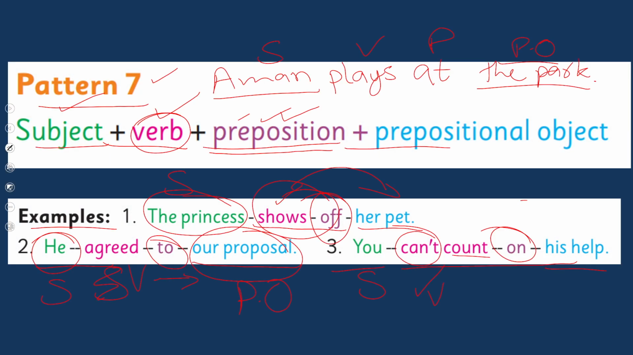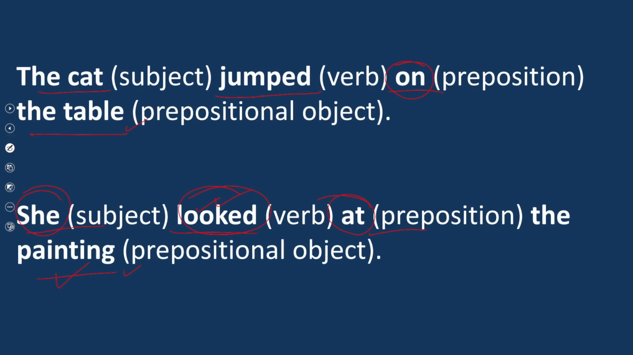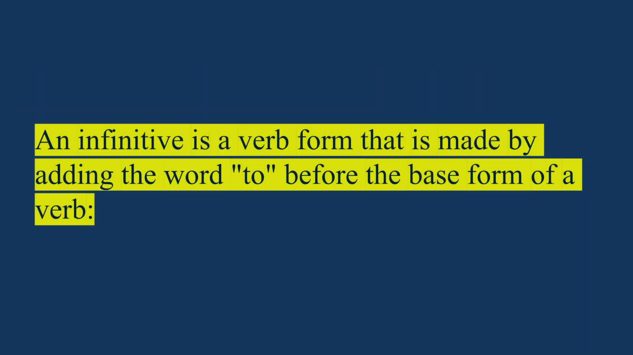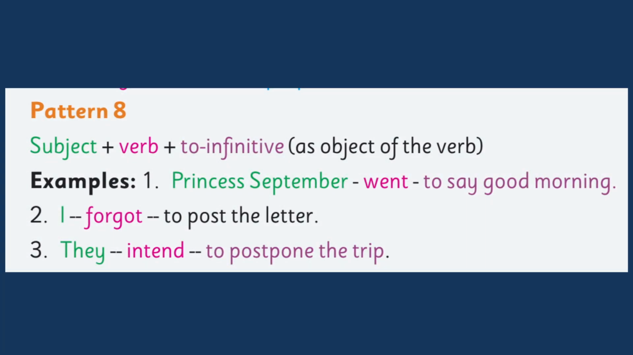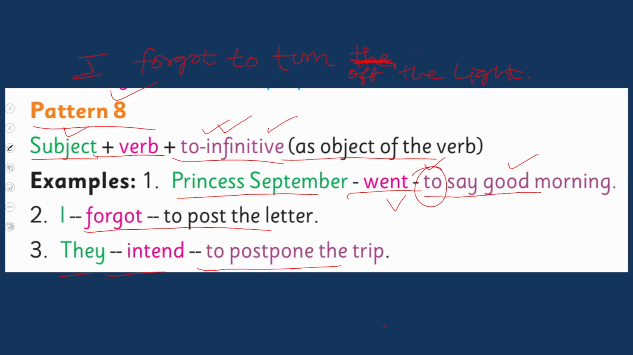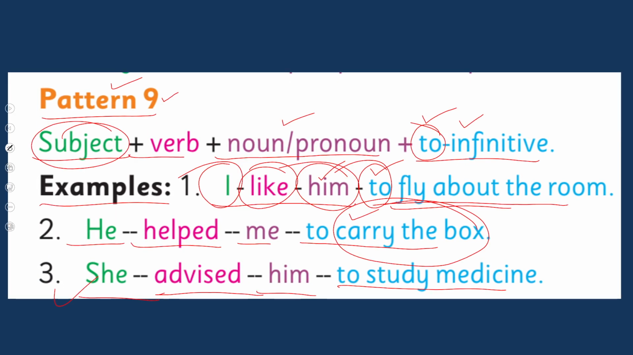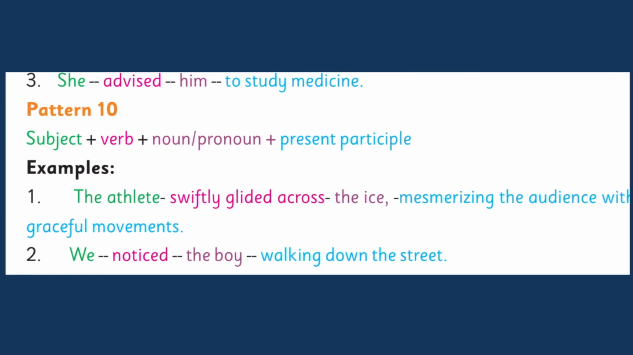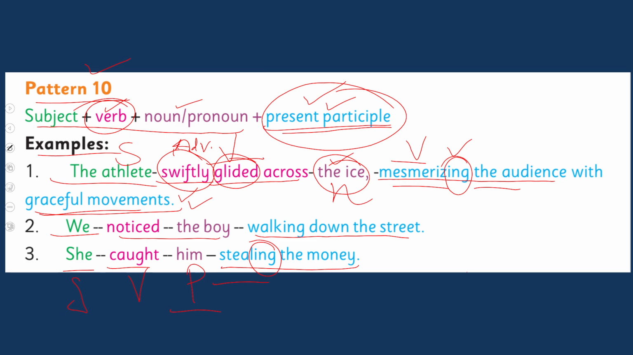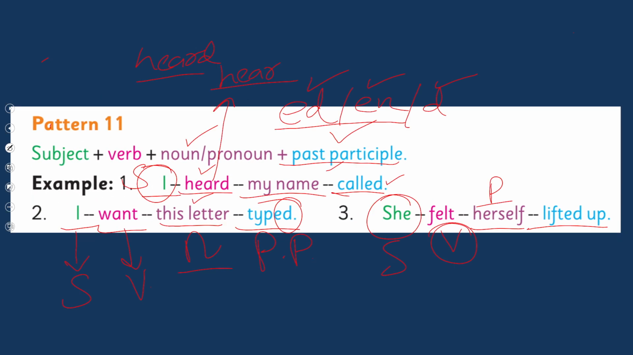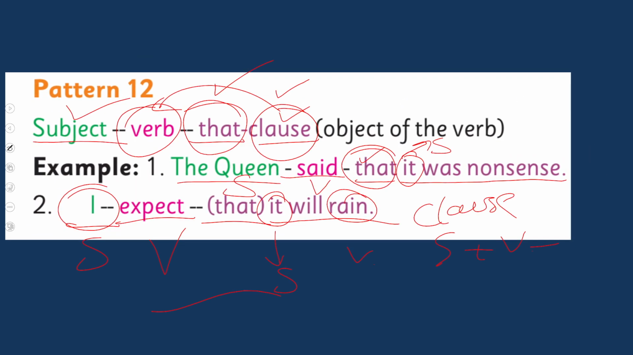सबसे पहले we have our subject plus verb preposition and prepositional object. All right. Then we added, for pattern number 8, we added infinitives. And in the next one, infinitives are also added, but with nouns and pronouns. And in the next pattern, we started adding participles. Present participle, past participle over here, and then at the end we added that plus any clause that you like.